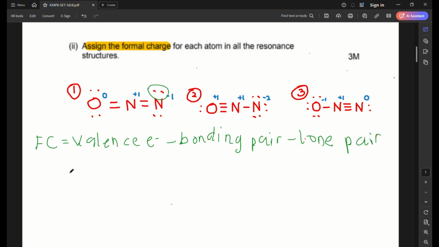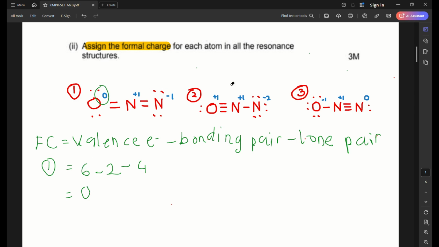Okay, so for example, we're going to take the question for this one, Lewis structure number 1. Oxygen has 6 valence electrons, minus 2 lines there, the bonding pair, minus lone pairs: 1, 2, 3, 4, so 4 lone pairs, hence making the formal charge for oxygen 0. The same here, and basically it's all the same for all of these.